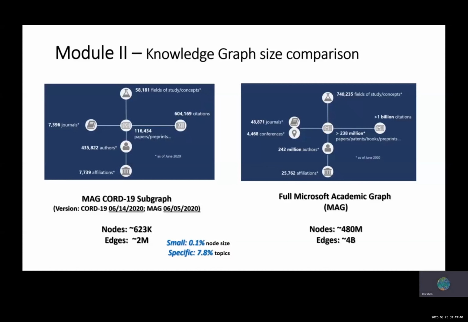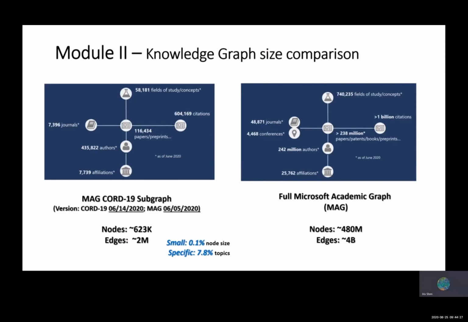Now, let's first compare the size of the full graph with the CORD-19 subgraph. On the left is the CORD-19 subgraph, and on the right is the full MAG. We have put the side-by-side comparison on the size and the relationships. We can see that in the CORD-19 subgraph, we do not have any publications in conferences, so the conference node type is gone, and no patents nor books are included in the CORD-19 subgraph so far, based on our June snapshot.